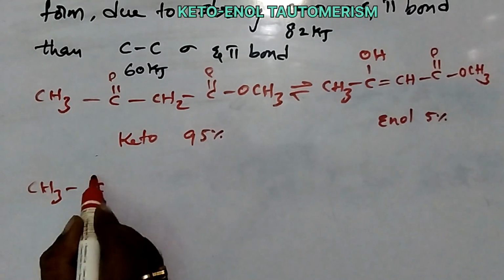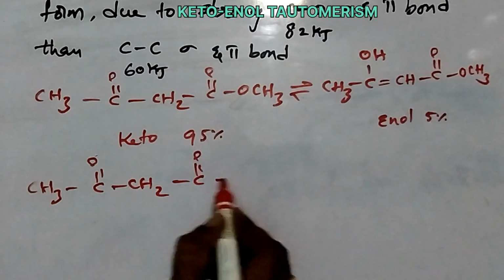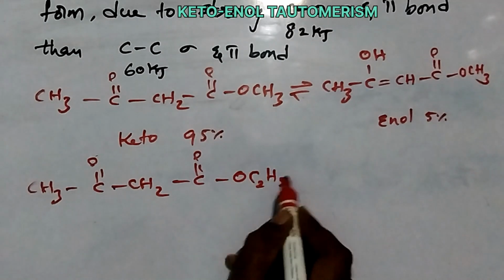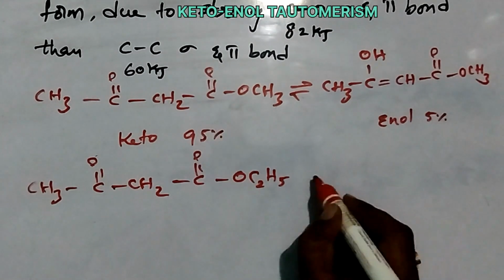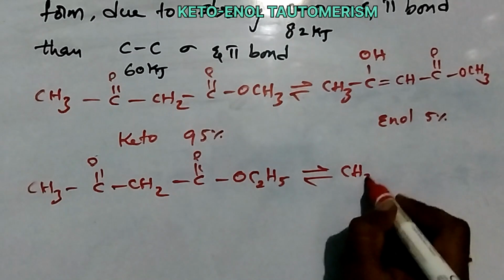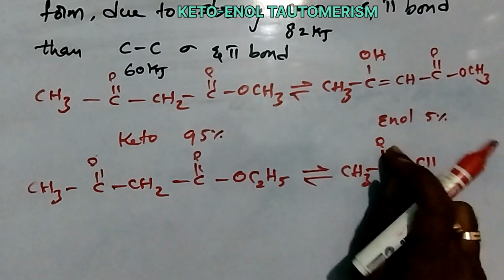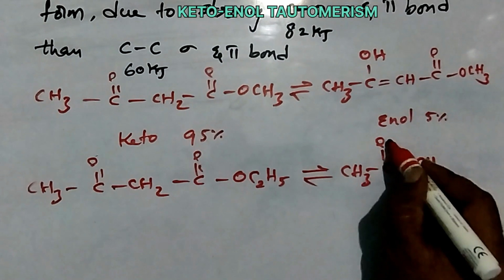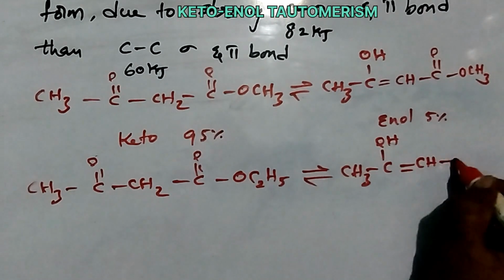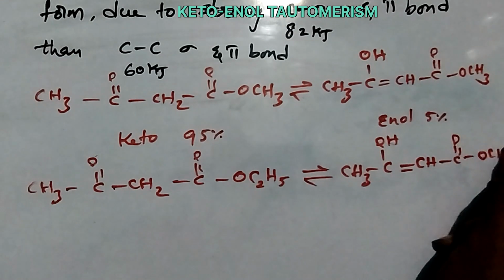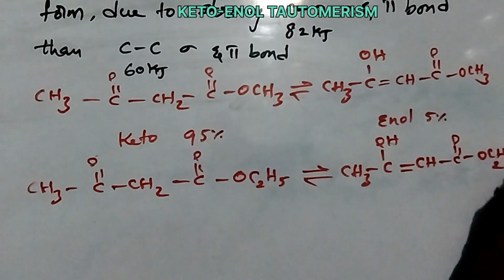CH3 C double bond O CH2 C double bond O C2H5. Okay, this is the ester group. Then here also the same thing: CH3 C double bond O CH, C double bond O, no, single bond OH, then double bond C double bond O C, C2H5, C2H5.